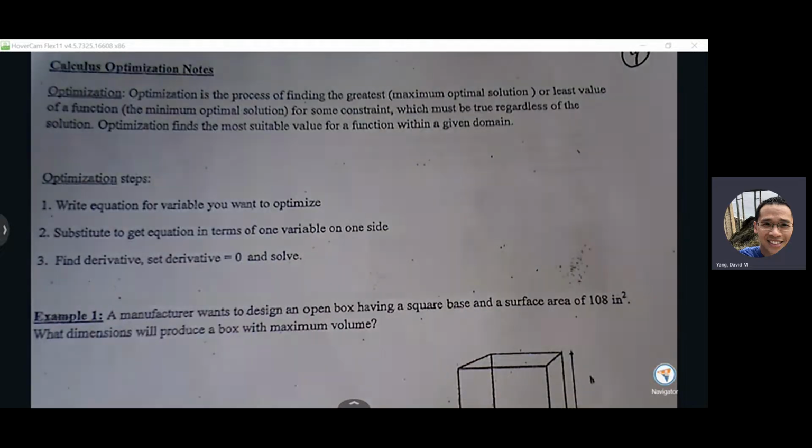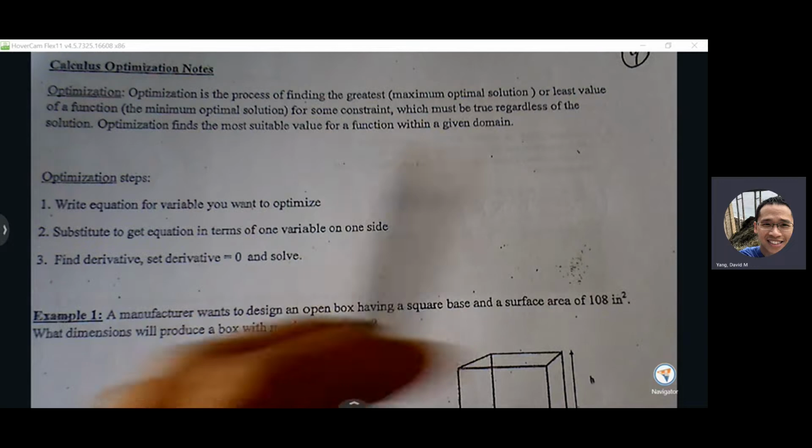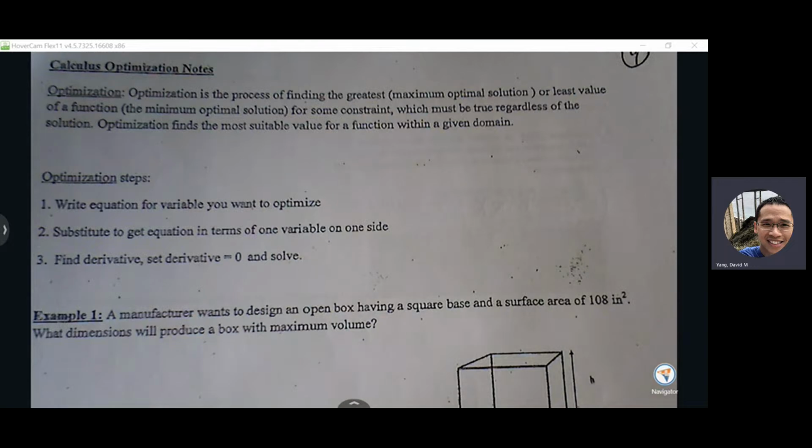So optimization is the process of finding the greatest value, the maximum optimal solution, or the least value of a solution, the minimum optimal solution, for some constraint which must be true regardless of the solution. So optimization finds the most suitable value for a function within a given domain. It doesn't matter if we're trying to find the maximum or the minimum value; just think of it in terms of looking for the optimal value.